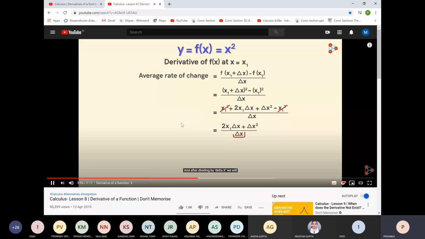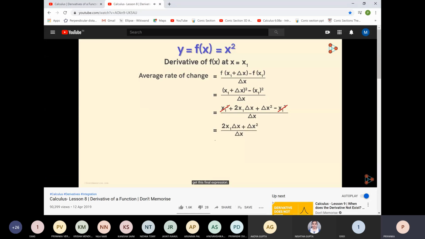And after dividing by delta x, we will get this final expression. Now we know that to get the derivative, we will need to consider the interval delta x tending to 0. So we put delta x equal to 0 here and get this. It's the derivative of the function at x1.